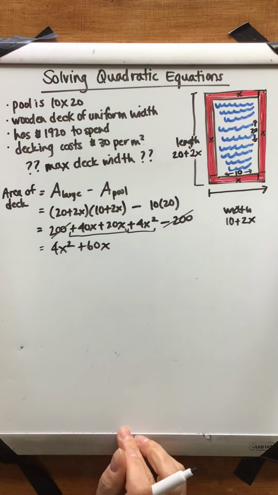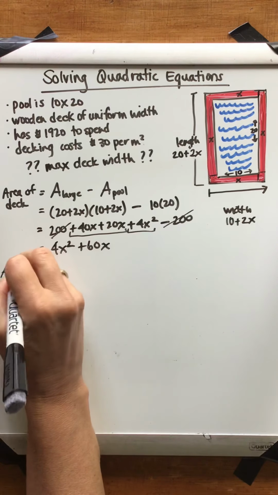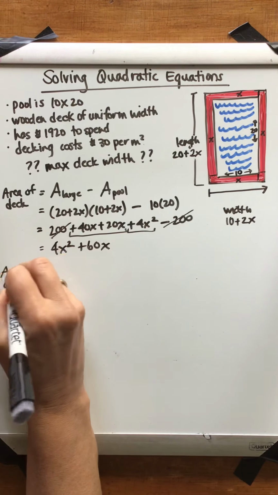There we go. So what is the area that this owner can afford?